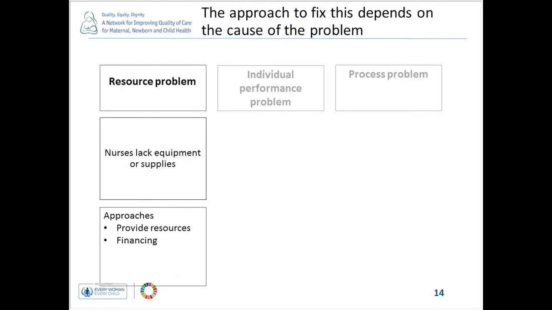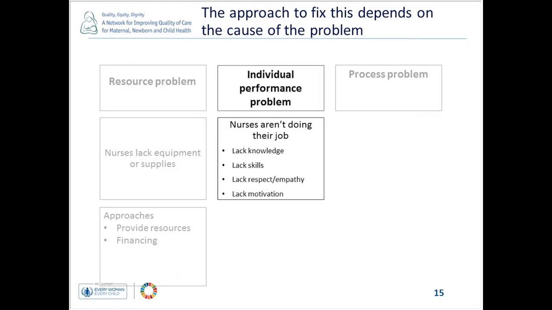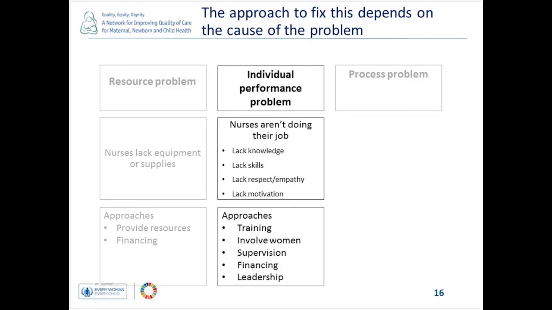The problem could be individual performance, that the nurses aren't doing their job because they lack knowledge, they lack skills, they lack respect or empathy for the patient, or they lack motivation. If those are the problems, then the approaches you could use would be training to build knowledge and skills, involving women or communities to improve respect and empathy, using supervision or financing or leadership to address respect or motivation problems.